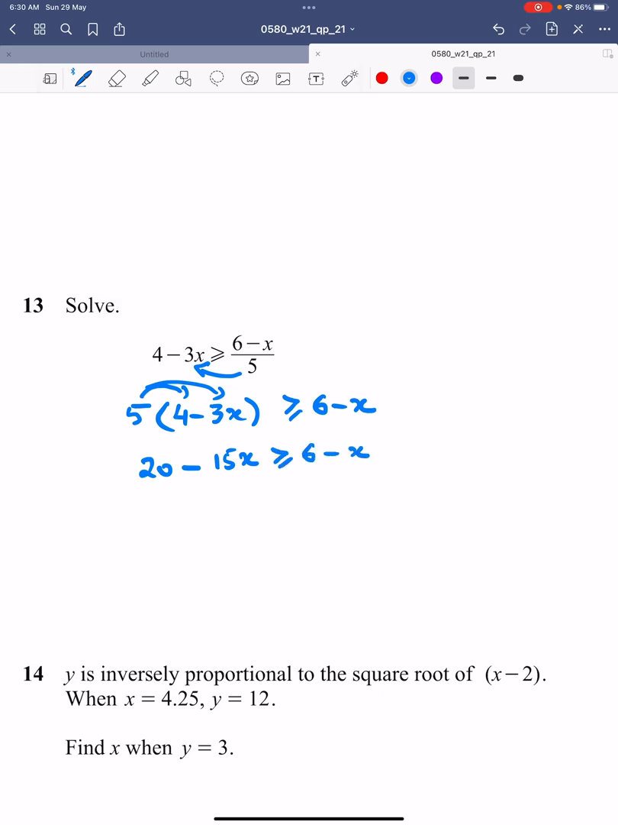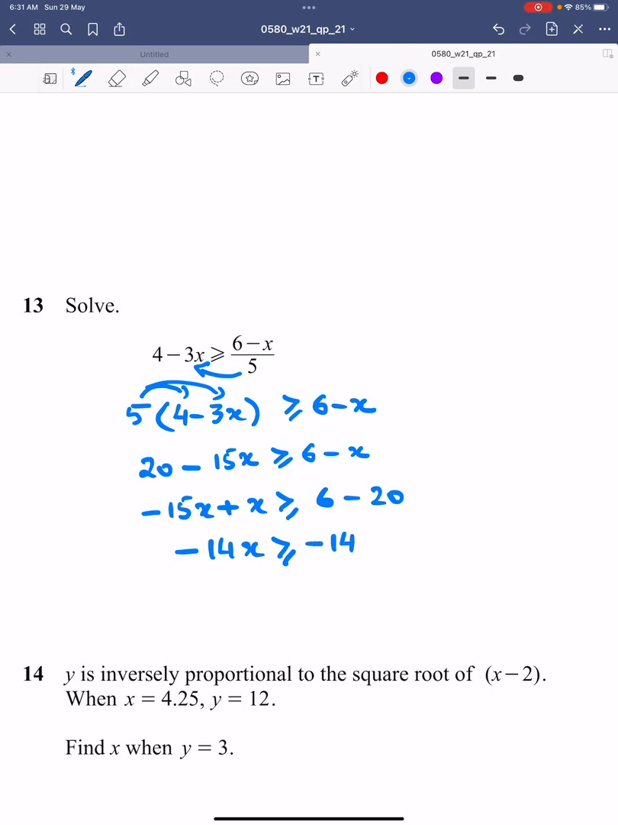In order to solve, we can bring the like terms together. Like terms are the variable term, minus 15x on this side and minus x. So we bring the minus x onto the other side and it becomes positive x. Likewise, we take the 20, which is a constant value, to the other side and it becomes minus 20. So minus 15x plus x is greater than 6 minus 20. So we have minus 14x is greater than or equal to minus 14.